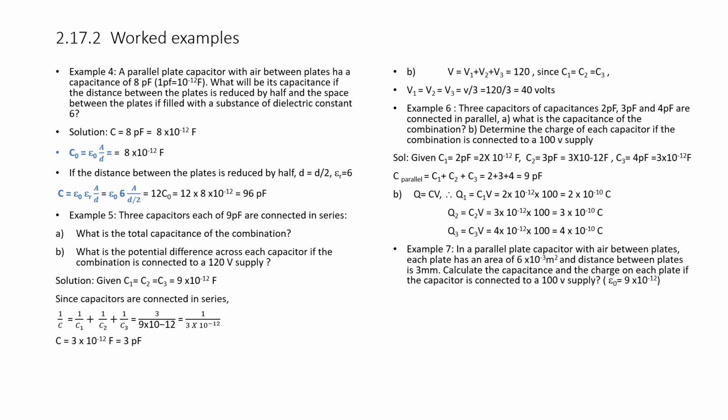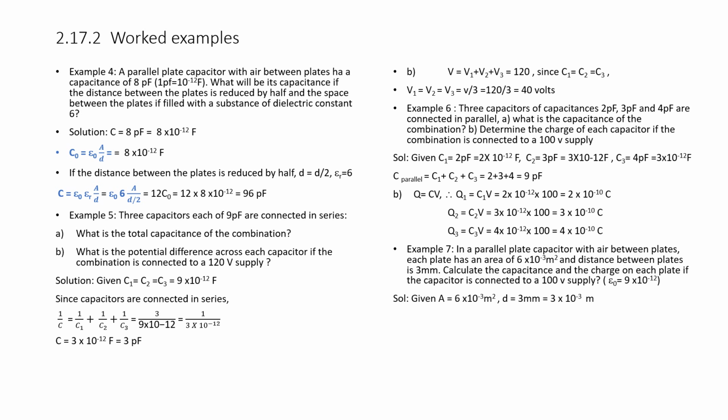Let us take example 7. In a parallel plate capacitor with air between plates, each plate has an area of 6 into 10 to the power of minus 3 meters square. So, here the capacitor is a parallel plate capacitor whose area is 6 into 10 to the power of minus 3 meters square, and the distance between the plates is 3 mm. Calculate the capacitance and charge on each plate if the capacitor is connected to a 100 volt supply. And we have to assume epsilon naught is equal to 9 into 10 to the power of minus 12.